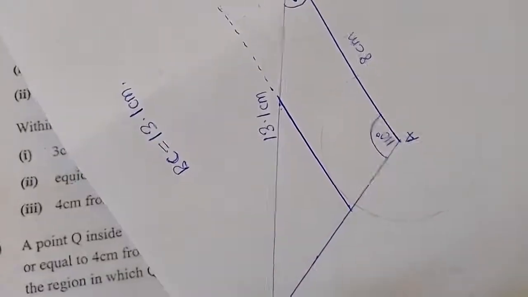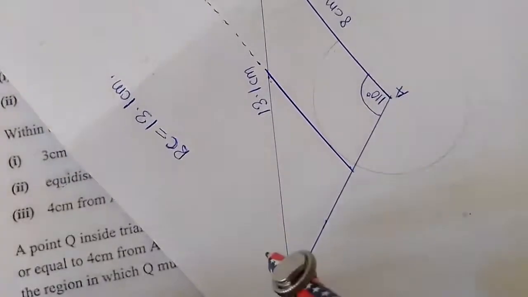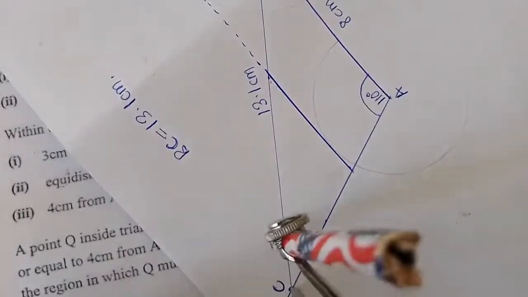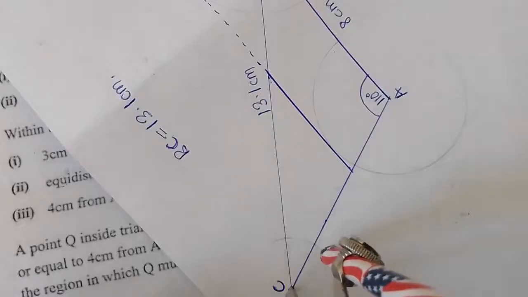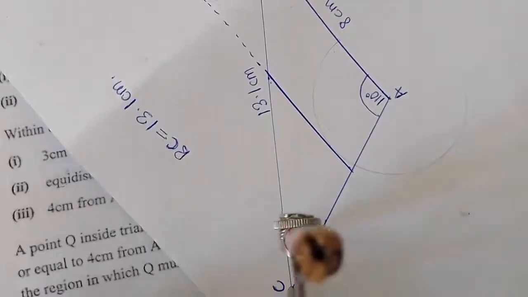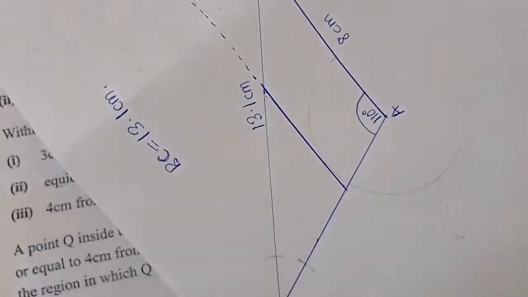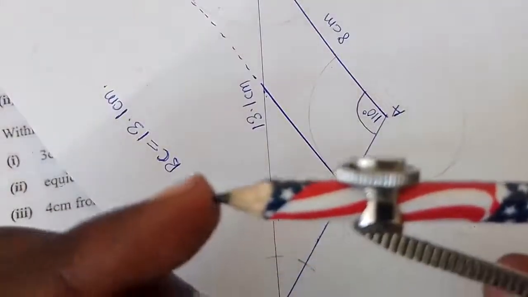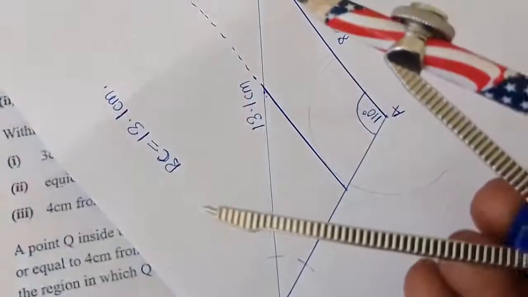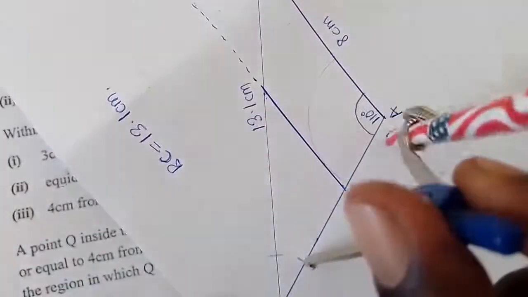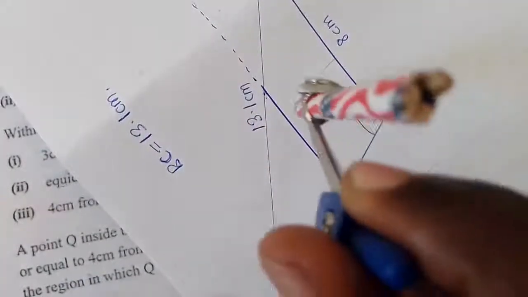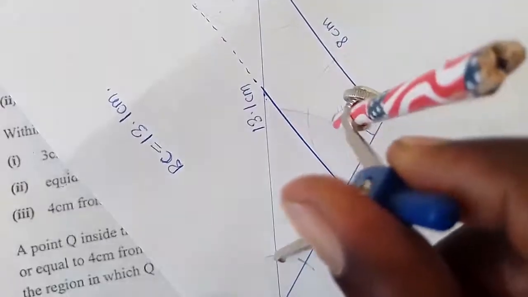Open a small radius, the same thing we were doing. Open a small radius like this. Put an arc there. Also put an arc on this other side. This is what I told you. Have you seen? You move. You open it a bit like this. Then you go there and put an arc like this. You go there and put another arc like that.